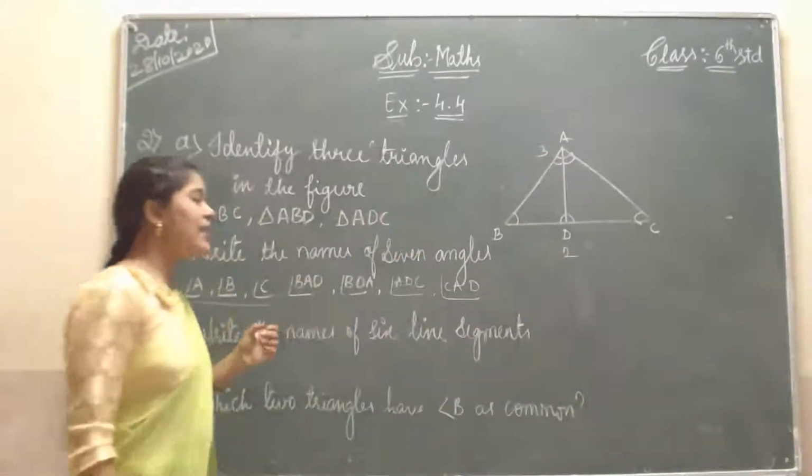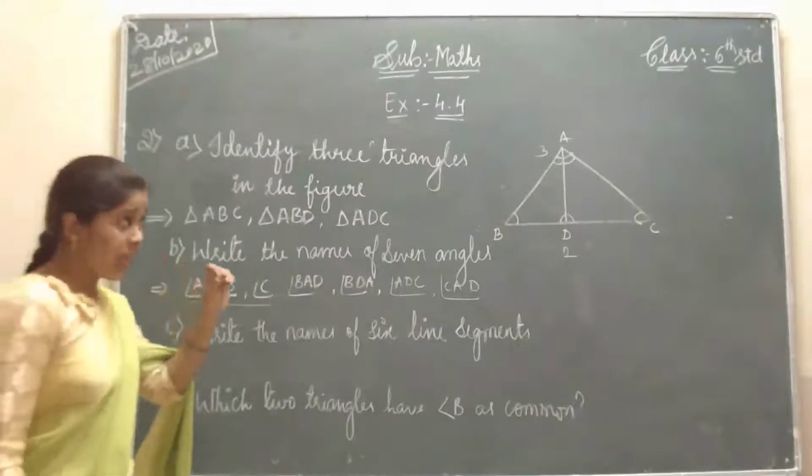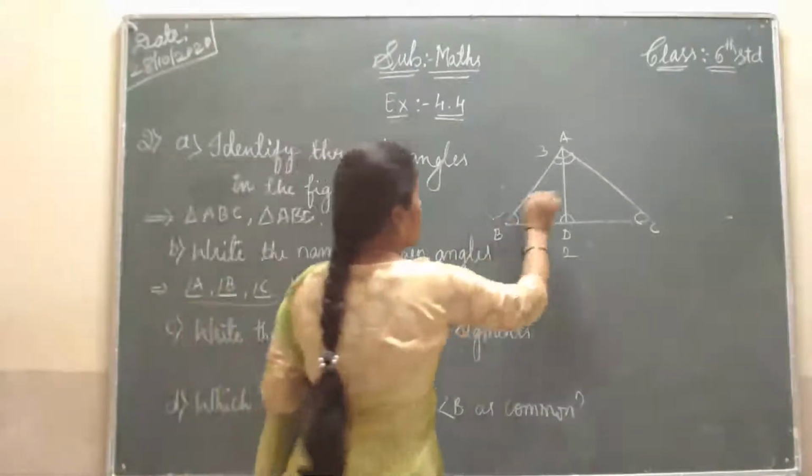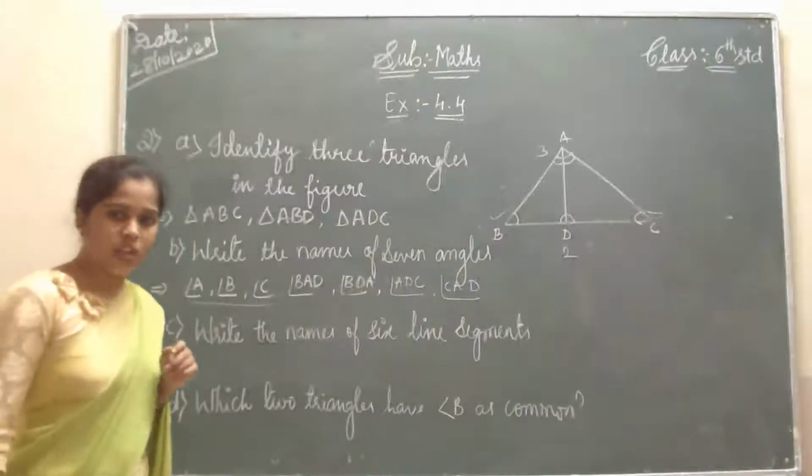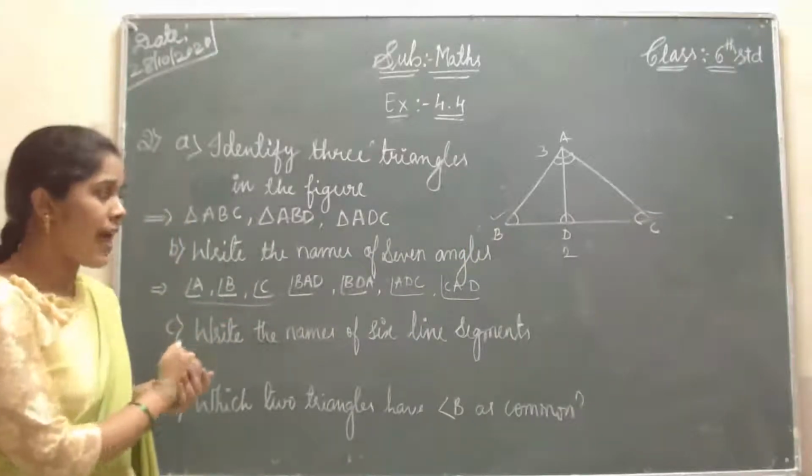So we are taking D 2 times and A 3 times, and only B and C only 1 time. So we have already taken it only 1 time. Okay, so this is all about angles.